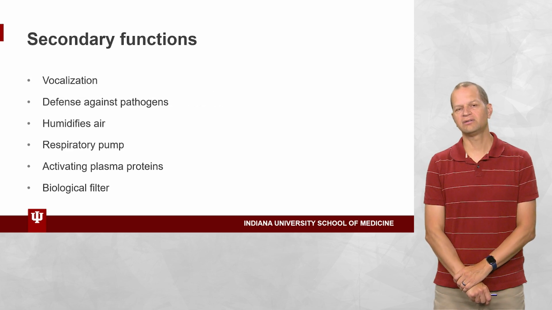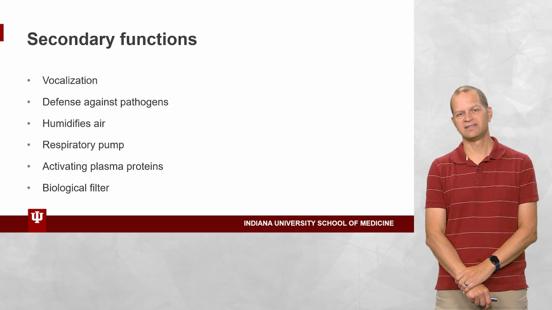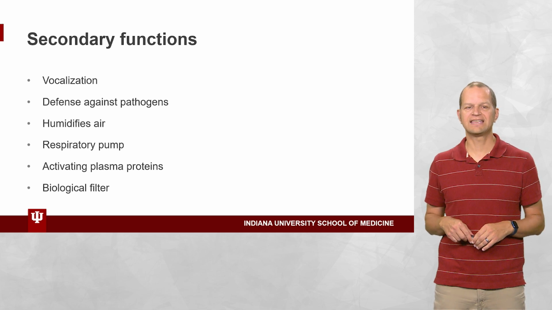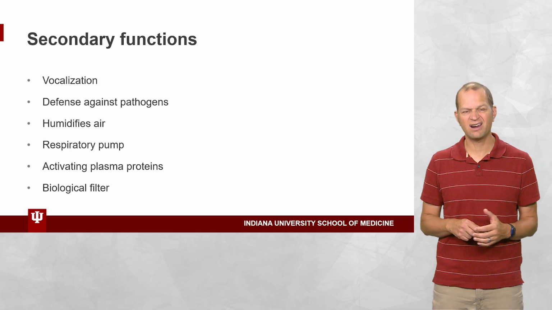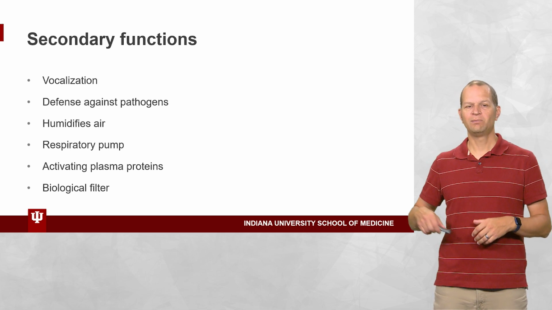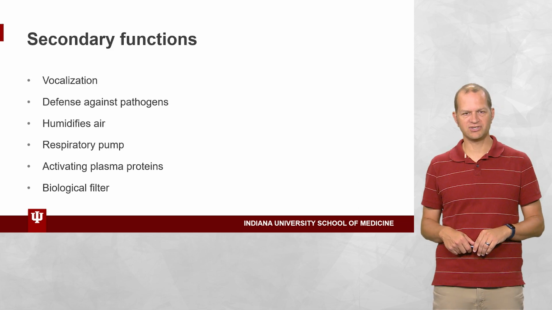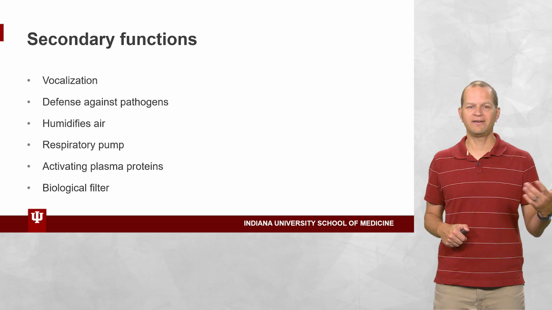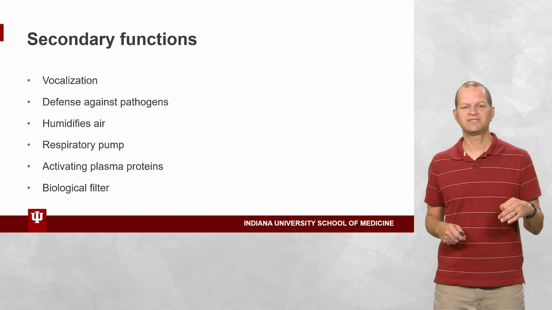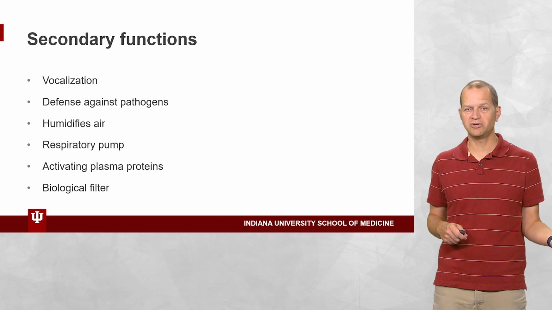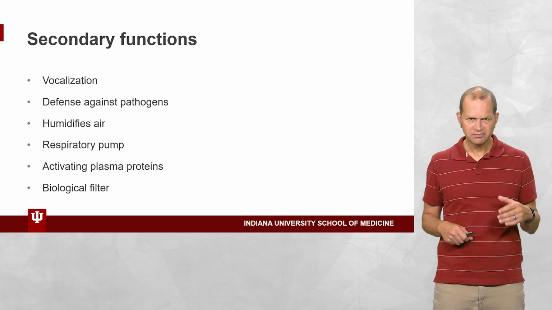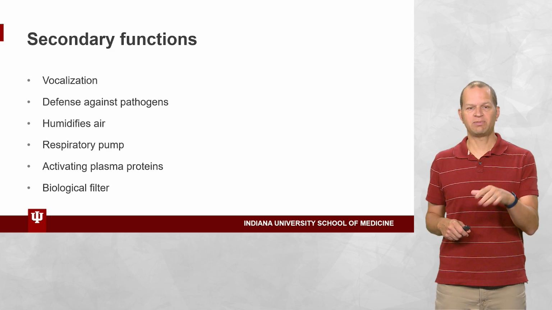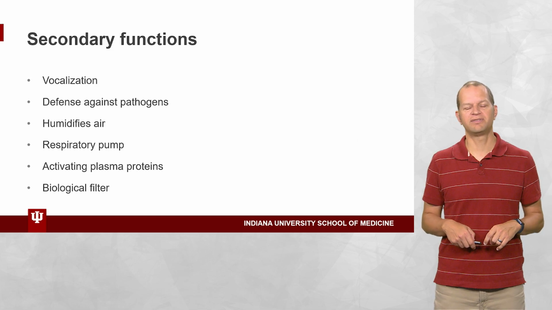There are other things that your lungs do, that your respiratory system does, including vocalization, defense against pathogens. It humidifies the air, something called the respiratory pump, plasma proteins, and a biological filter. Okay, we'll actually talk about or have talked about the respiratory pump. We've talked a little bit, or we'll talk about plasma proteins, and we'll talk about how these plasma proteins are activated specifically with the urinary pathway.